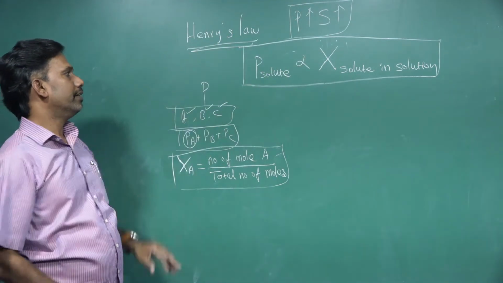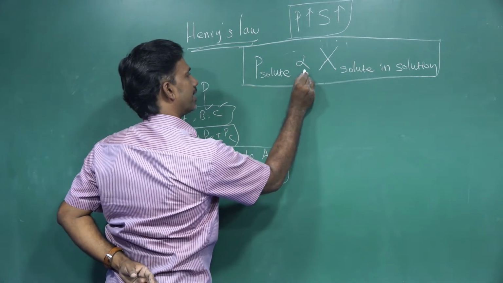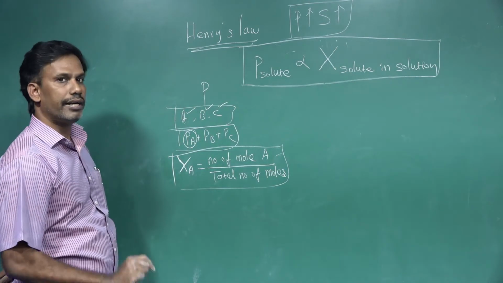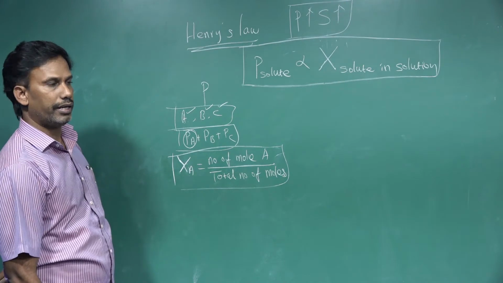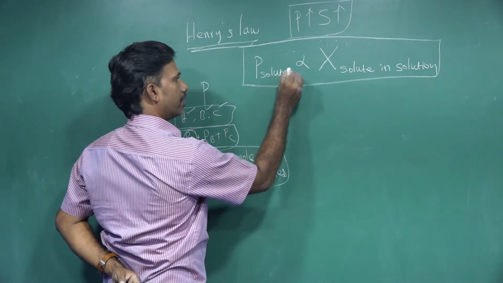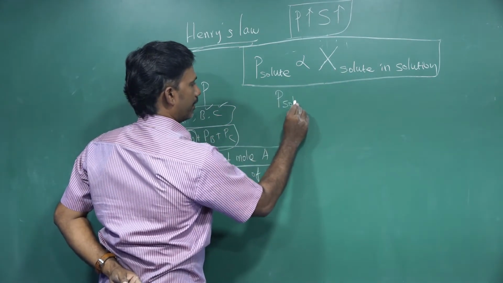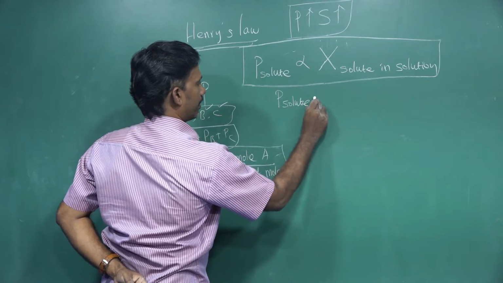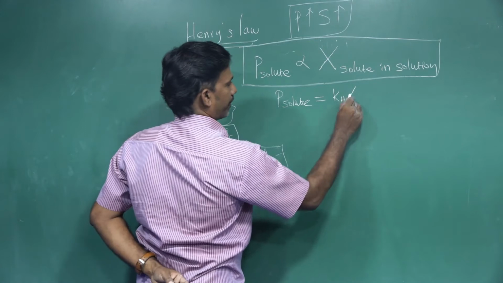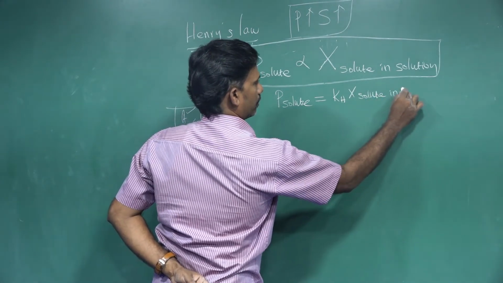Okay, let us go with it. So how is it derived now? The partial pressure of the solute is directly proportional to the mole fraction of the solute in a solution. The partial pressure of the solute is equal to the mole fraction of the solute. So in order to have a proportionality constant, we take KH times X of the solute in a solution.